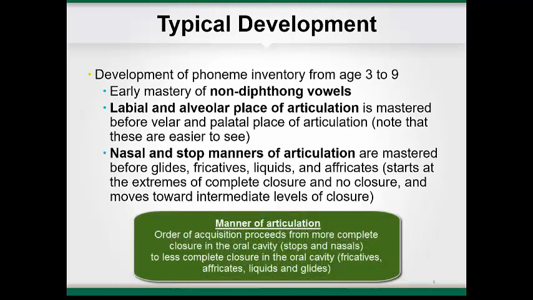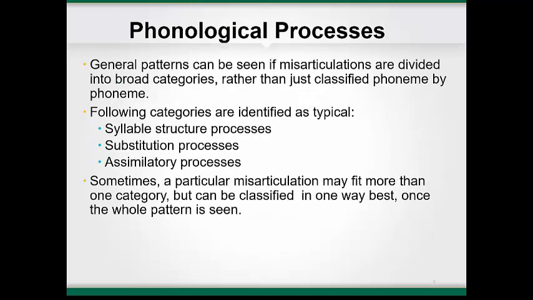So another way of thinking about the order of acquisition of the manner categories is that phonological acquisition progresses from the extremes of closure in the oral cavity, from complete closure in the oral cavity for the stop and nasal consonant manners of articulation, with decreasing amount of closure for the affricate, fricative, liquid, and glide manners of articulation. In the next section, I will review one by one phonological processes that are commonly observed in typically developing children and in children with phonological disorders.